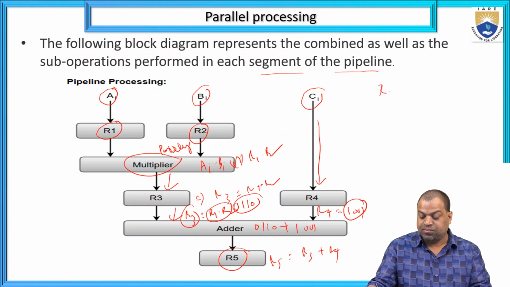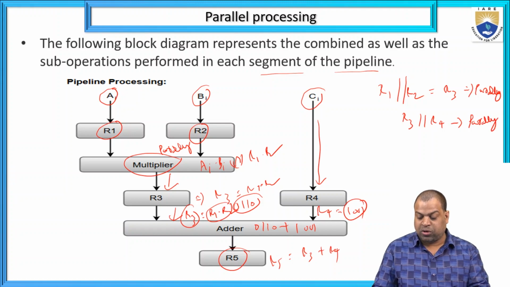So first one, R1 and R2 equal to R3. Shall it be performed parallelly? Yes, it is performed parallelly. Next, the R3 result is a parallel performance of R1 and R2. Next, R3 and R4 are performed parallelly. Yes, it is performed parallelly. So R3 and R4 are also performed parallelly.